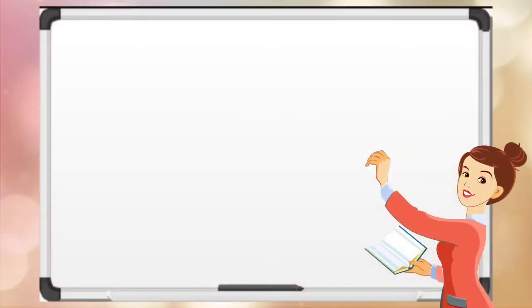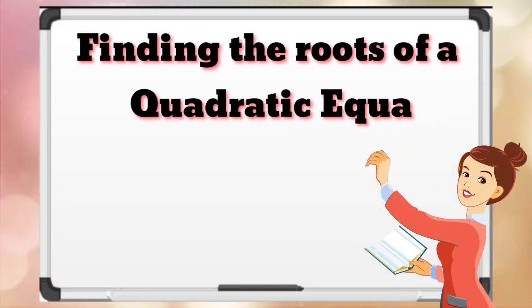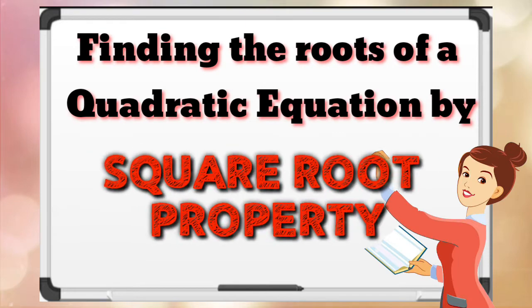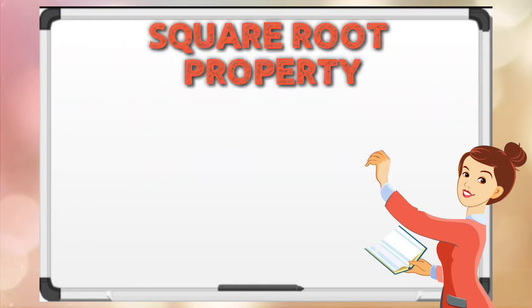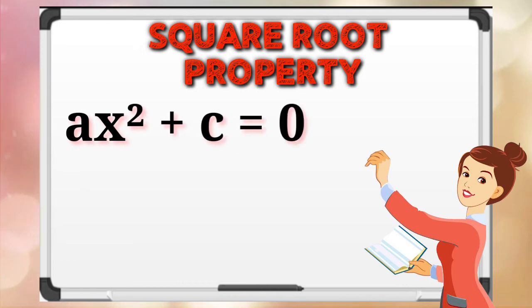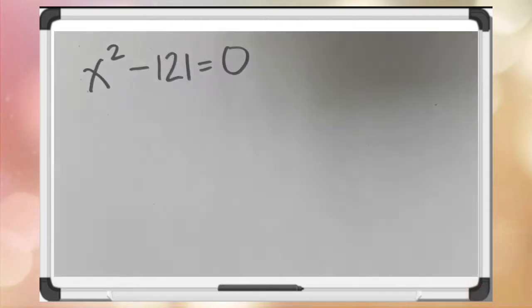This video is about finding the roots of a quadratic equation by square root property. Square root property is used to solve incomplete quadratic equation in the form ax squared plus c is equal to 0 or ax squared is equal to c. Let us have example number 1.